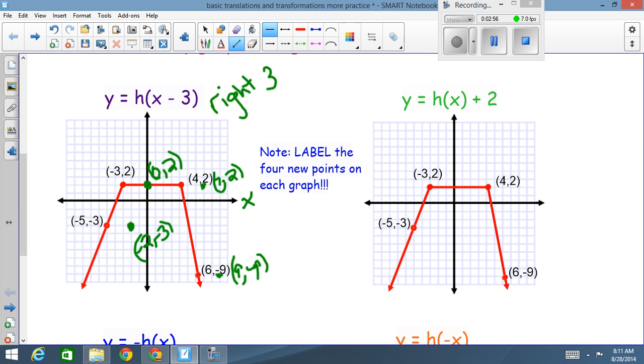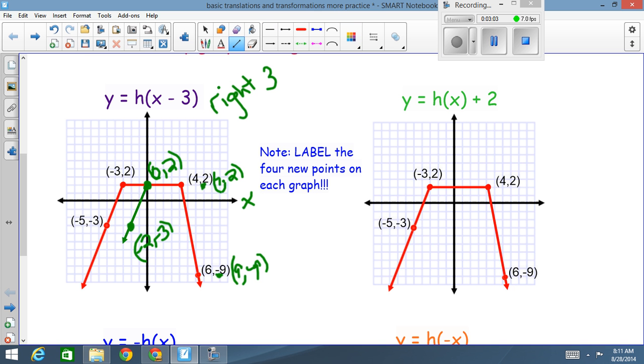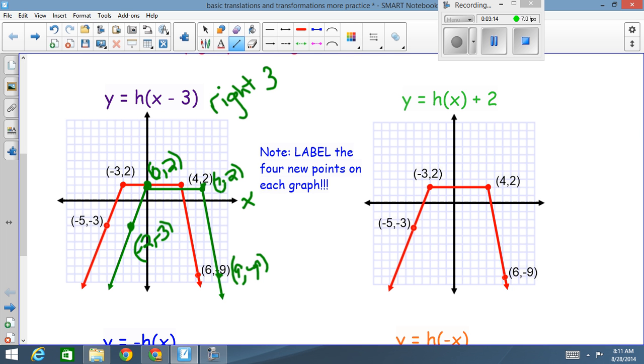And now I'm able to just go ahead and draw my new function. This goes down here. This goes down here. And this one goes across here. Whoops. Kind of missed on that one. Alright. So, the point is this. You can't just kind of randomly draw a new picture that kind of looks like the first one shifted to the right 3. You actually need to grab the points and do it that way.